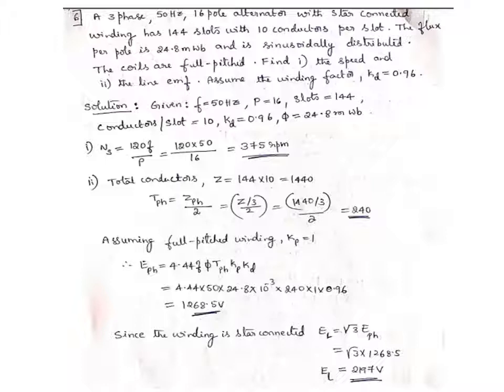Study for the second internal: synchronous generator, starting from module 3, transformer, domestic wiring, module 4, DC generator, DC motor, and module 5, only the first chapter, synchronous generator. So study for the second internal. Thank you.